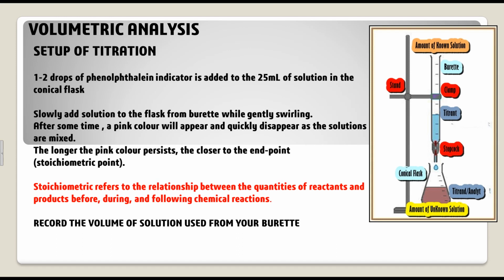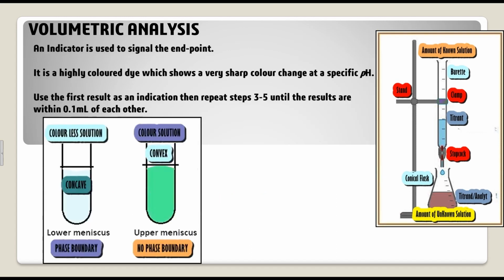This is the way you have to set up the titration. First you prepare the standard solution, then you calibrate the volumetric flask and the burette, then you perform the titration. After getting this end point, you calculate with it to get the unknown solution concentration.